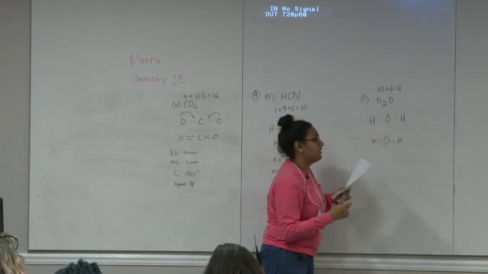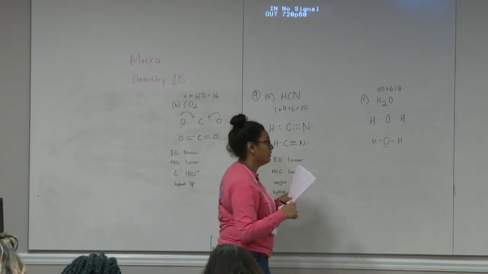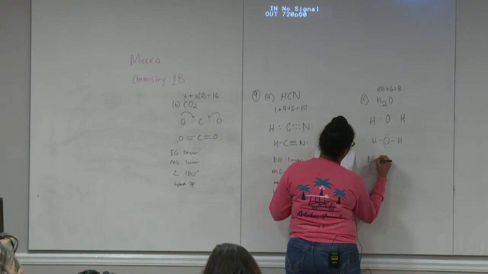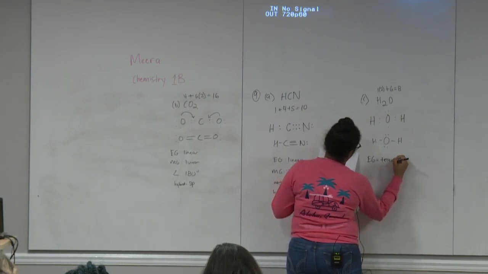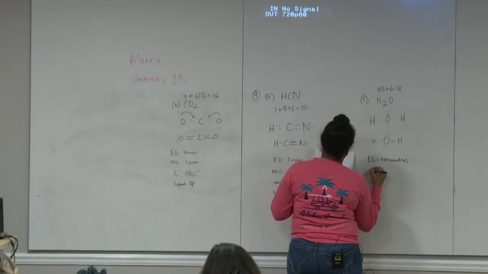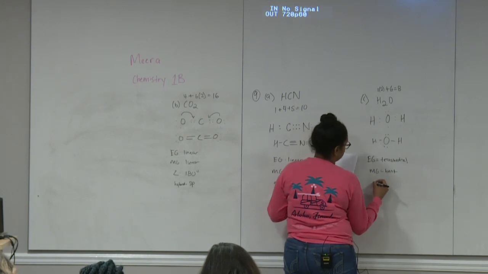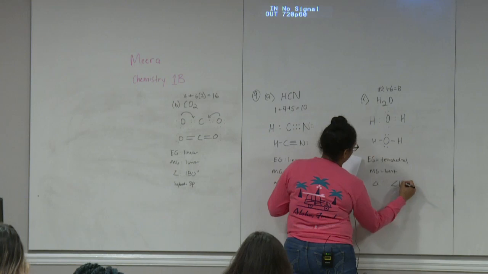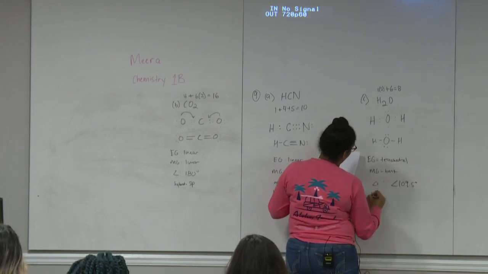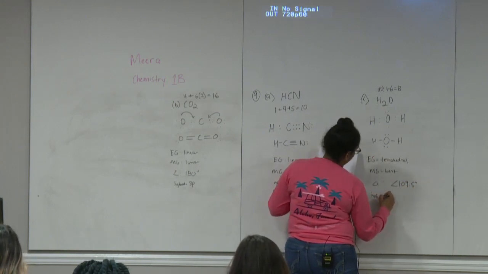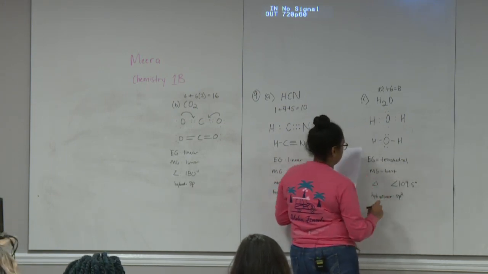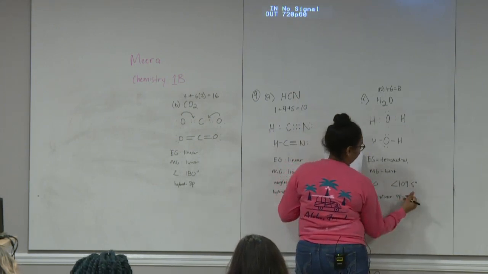This oxygen is bonded to 2 things, and it has 2 lone pairs. That means its electron geometry is going to be tetrahedral. Molecular geometry is going to be bent because it has 2 bonded and 2 lone pairs. Angle is going to be less than 109.5. And the hybridization is going to be sp3.